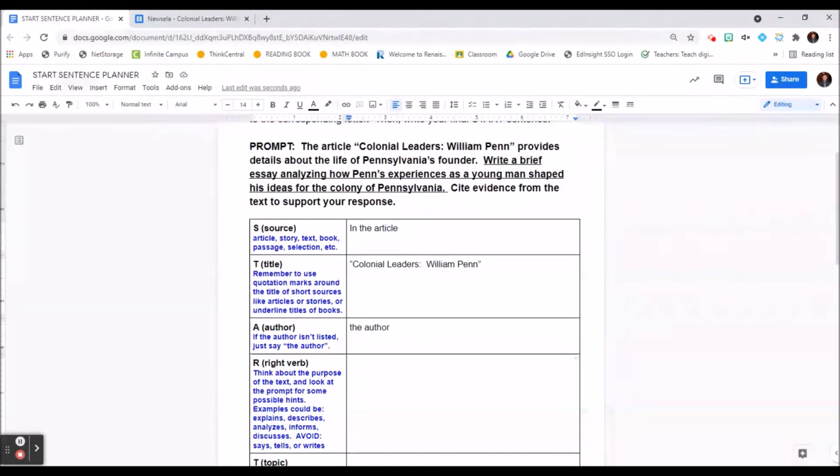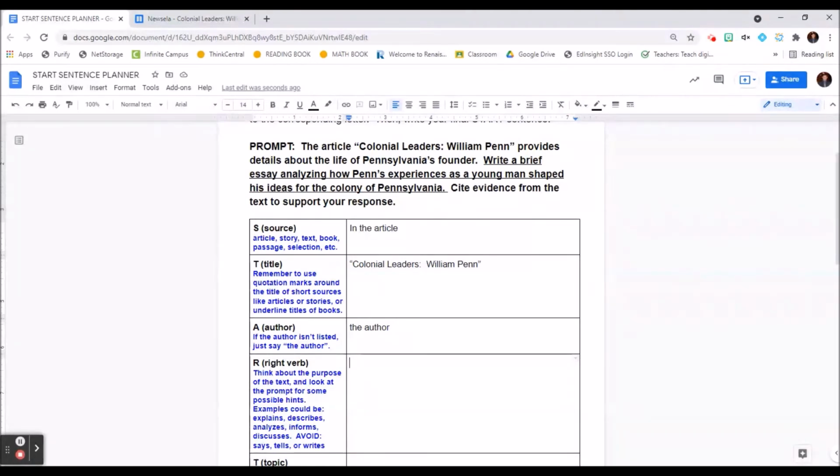And in fourth grade, we try to teach students to use focused, clear, specific verbs. So I have down here, avoid things like says or tells or writes. We're trying to get away from some of that simple language and start to build more academic vocabulary. So think about the purpose of the text and look at the prompt for some possible hints. Up here in the prompt, it says we're writing an essay analyzing how the experiences shaped his ideas.